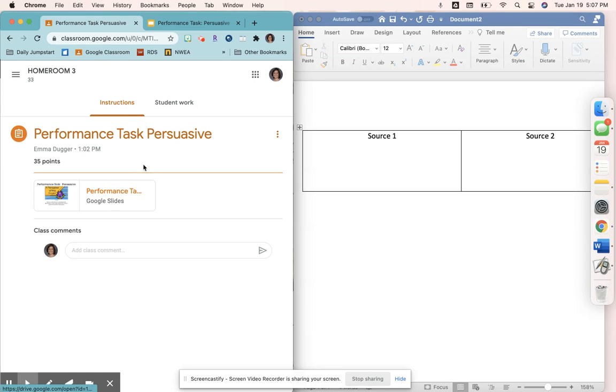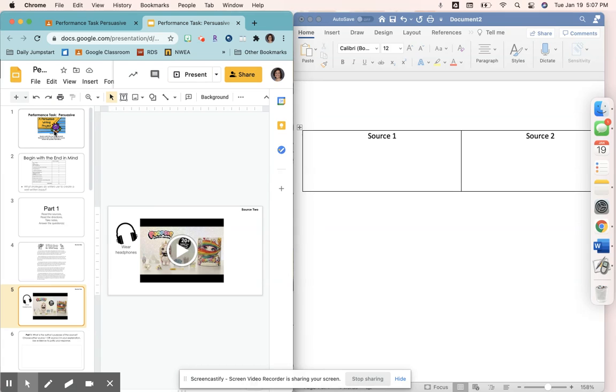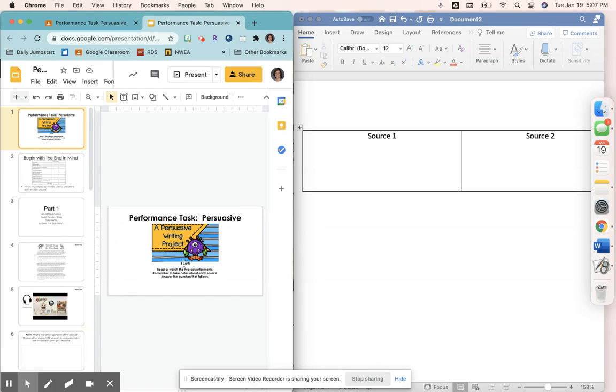When you click on the slides with your name on them, we'll see that on day number 1, there are 3 parts. It says 3 parts on the first slide. Read or watch the 2 advertisements. Remember to take notes about each source and answer the question that follows.